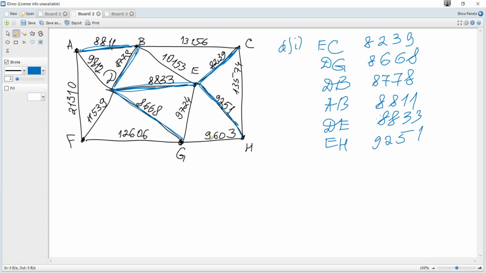The next is this one, but you can see that G is already connected and H is also connected, so we don't need GH, and also we don't need GE, and actually there is only one remaining unconnected vertex, it's F, and the least weight is for FD.